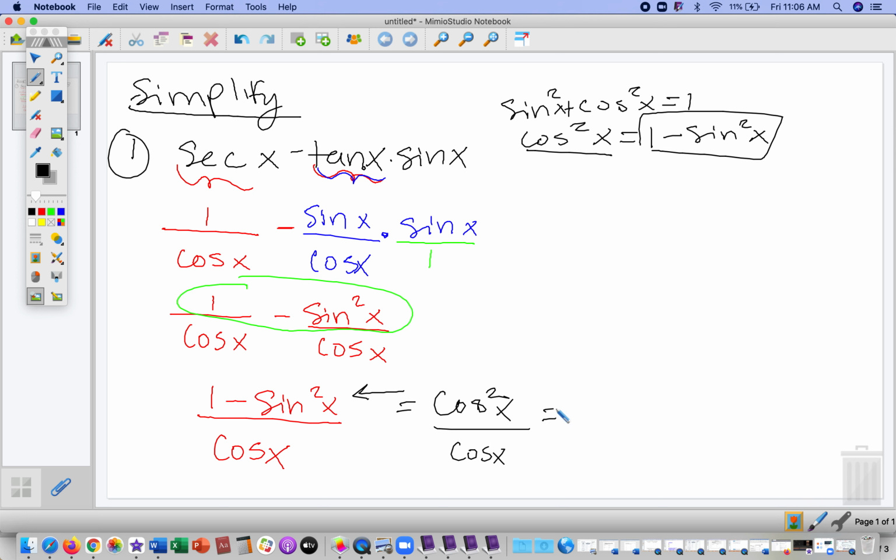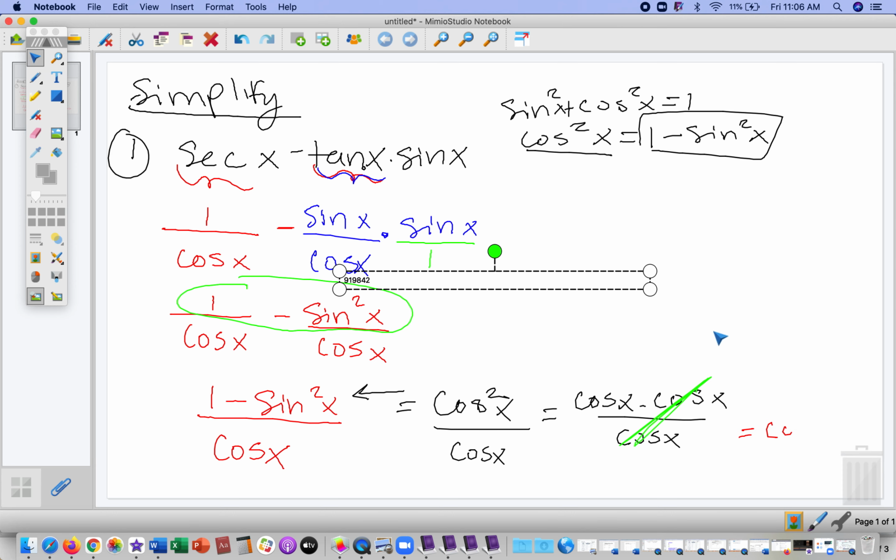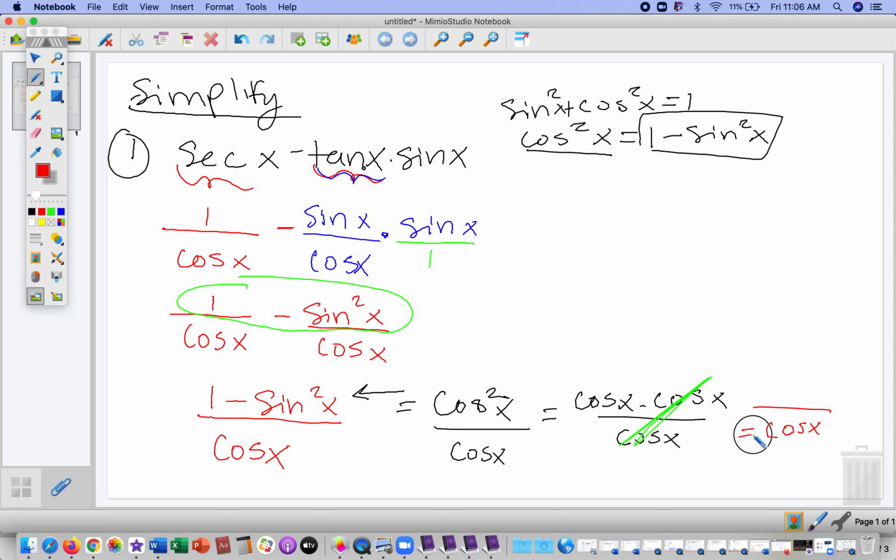And we can divide a cos out from the numerator and denominator. So if I have cos x times cos x all over cos x, one of these cancels. So our final answer is cosine x. Simplify. Okay, let's look at another one.